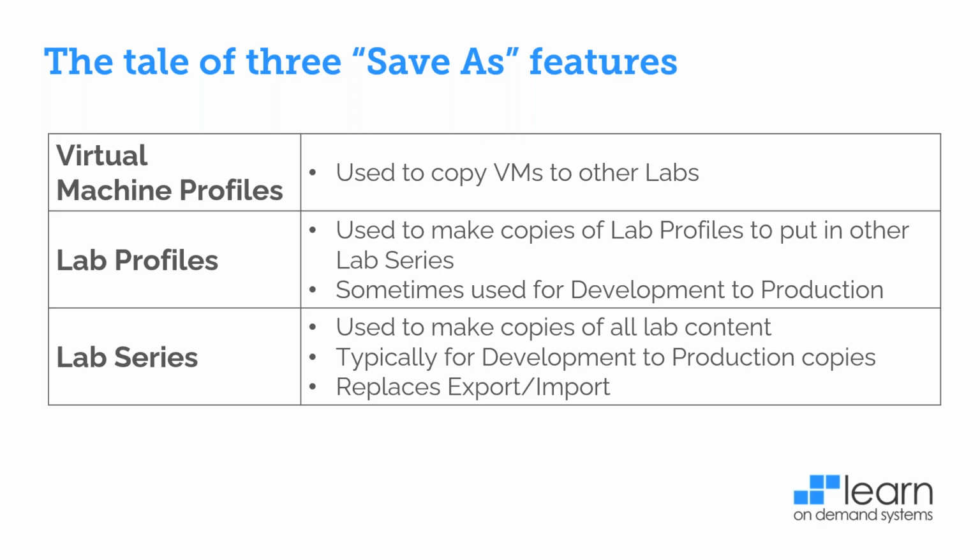Moving on to the second of the three, lab profiles, and we're going to have a separate slide about lab profiles because there are some options there. It is used to make copies of lab profiles to put in other lab series. Now, when you do a Save As on a lab profile, it also impacts the virtual machine profiles. All right. So essentially, we start at our base level, which is the virtual machine profile, but a lab profile, if it contains virtual machine profiles, will also make copies of or replace the content of the virtual machine profiles if they are linked together.